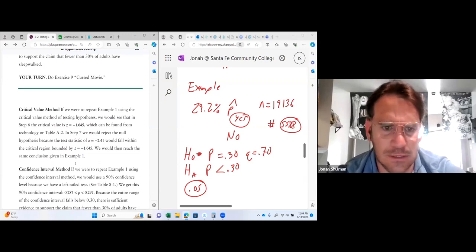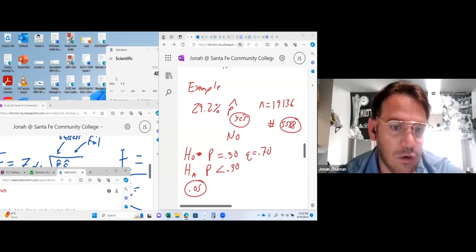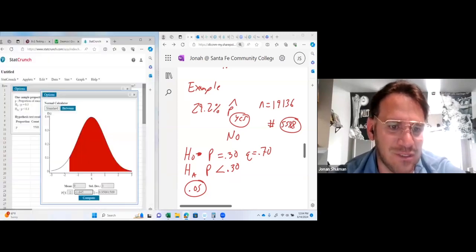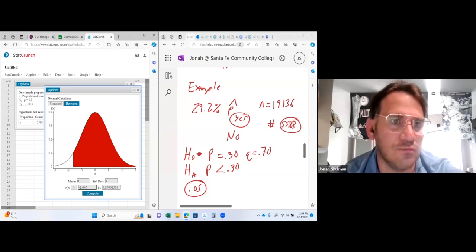And our T statistic is negative 2.41, which you can see is obviously over here. So it's in the range that we want. Because it's in the range that we want, we're good. We're good to go.